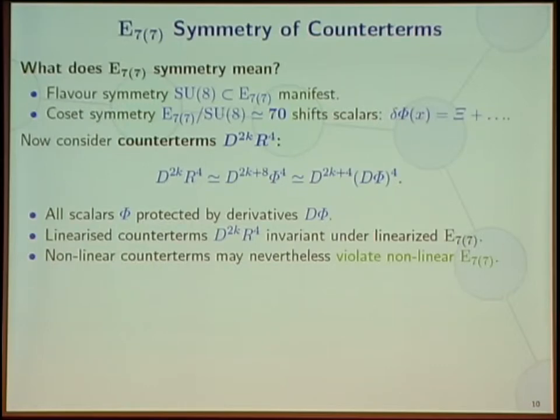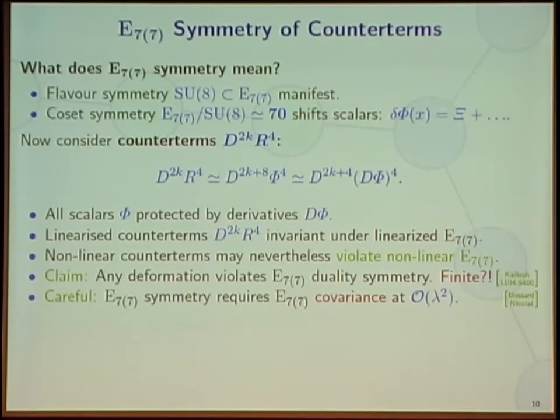But that's only true for the linearized counterterm in the linearized action of E7, but this is a nonlinear theory. The counterterms are nonlinear, E7 acts nonlinearly, and that's why it doesn't mean that these counterterms are already invariant under E7.